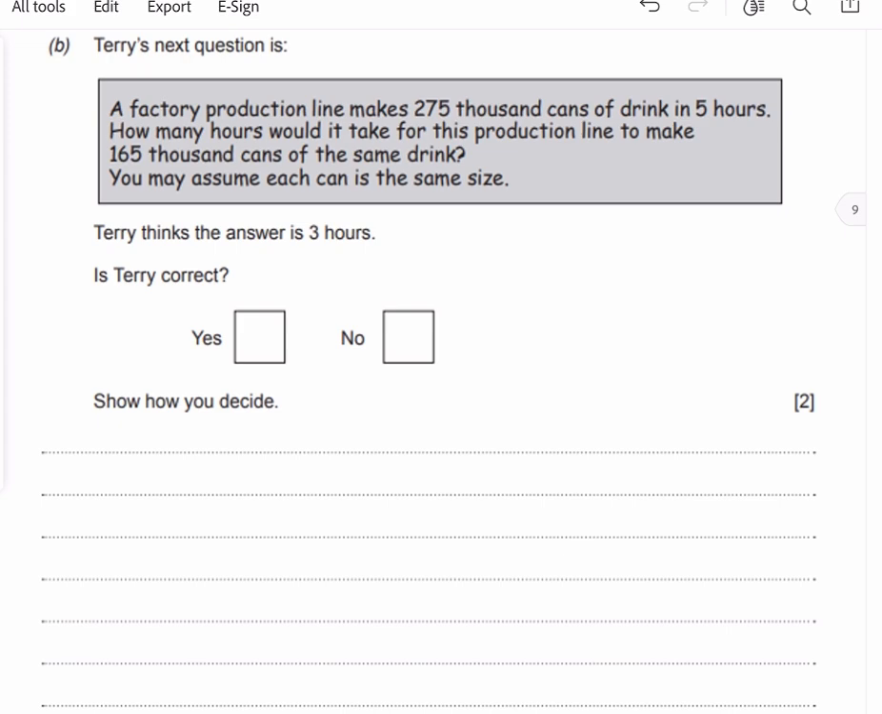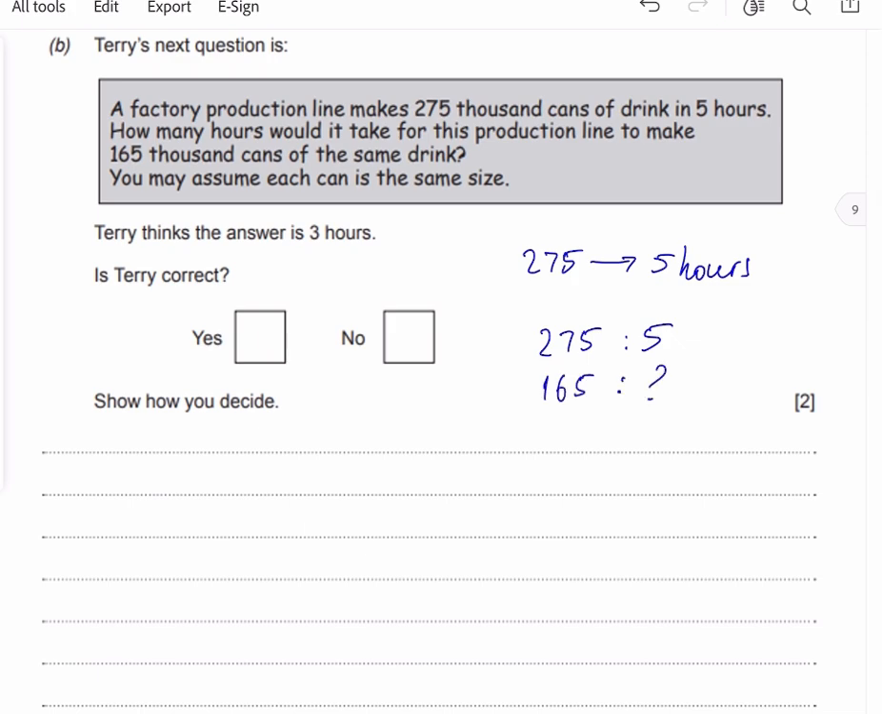Okay, next question is on direct proportion. A factory production line makes 275,000 cans of drink in 5 hours. How many hours would it take for this production line to make 165,000 cans of the same drink? Okay, so let's write it as a ratio, 275 to 5. I'm not writing 1,000, just shortly. And 165,000. We don't know how many hours.